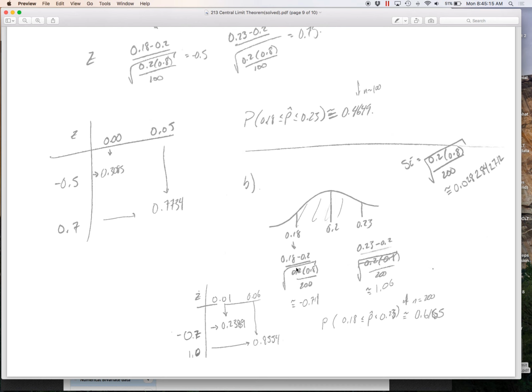I think the important part is, of course, knowing how to convert your values into z-scores, how to look up these z-scores on your z-table, or how to use Minitab.